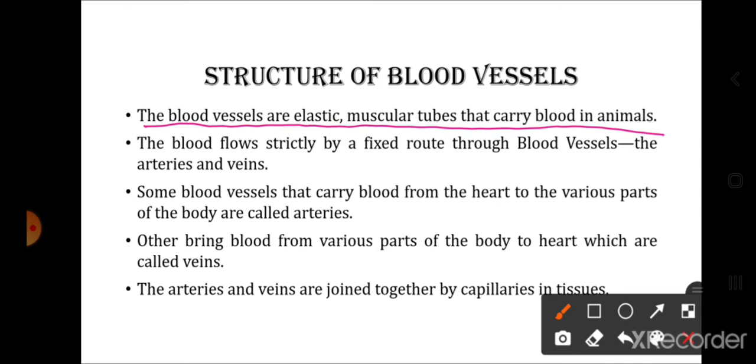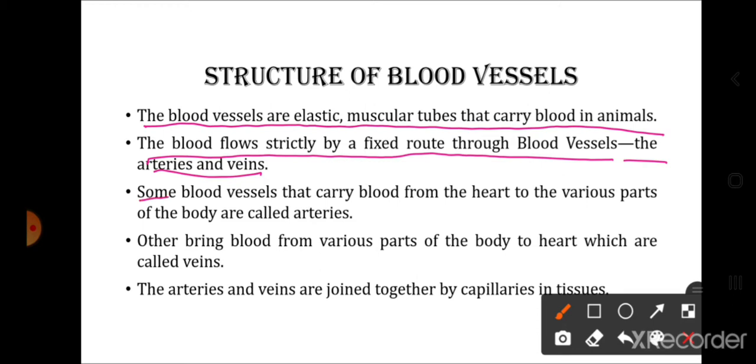Those organisms which have a closed circulatory system, in them the blood vessels carry the blood. And which type of structure are they? They are elastic muscular tubes. The blood flows strictly by a fixed route through blood vessels, the arteries and veins. So there are two main types of blood vessels: one is arteries and another one is veins.